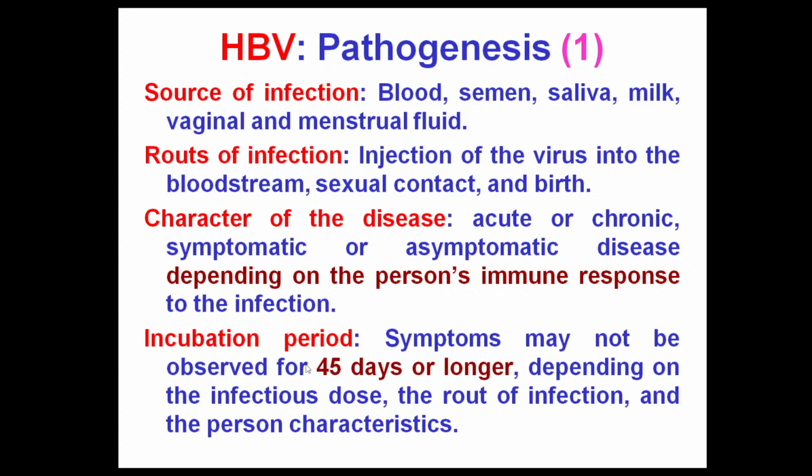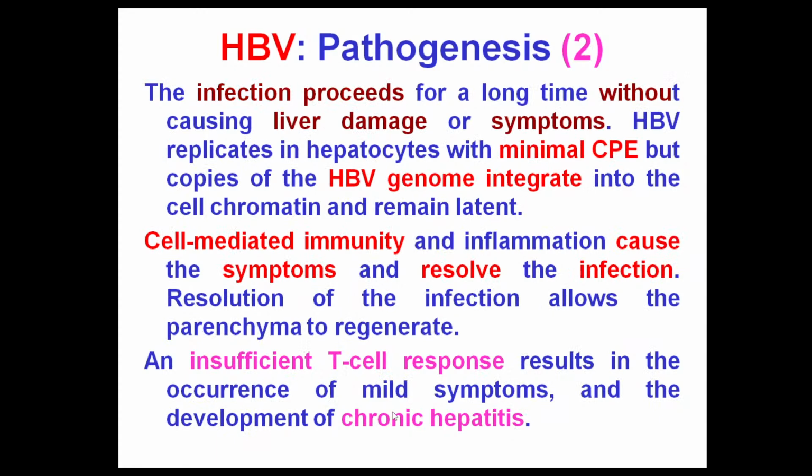The symptoms may not be observed for 45 days or longer, but at the end of the incubation period, the person can start to be infectious. The infection proceeds for a long time without causing liver damage or symptoms. That's because hepatitis B virus is not a cytopathic virus, so it doesn't cause a really pronounced CP effect.